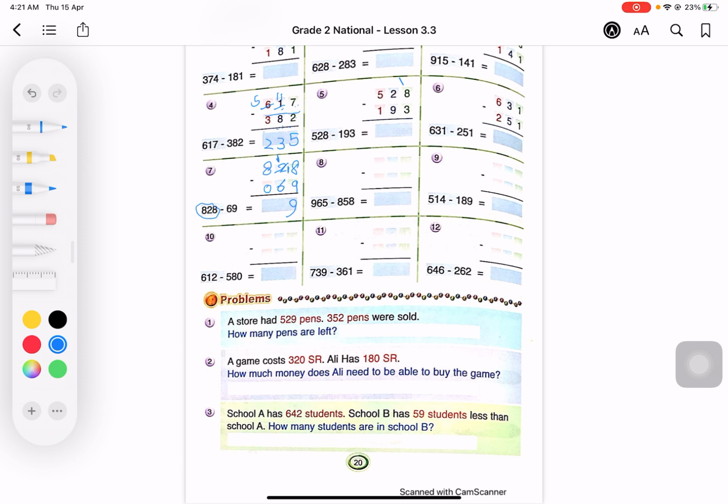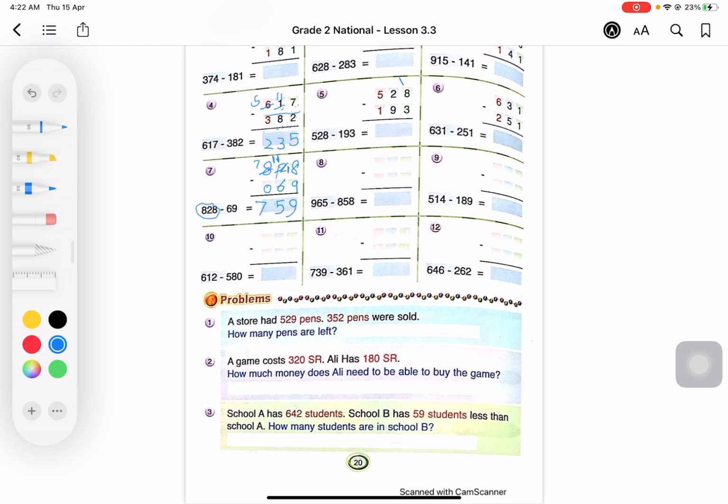Now, can the 1 give you 6? No. Regroup. The 8 will become 7, and this will be 11. 11 minus 6, the answer is 5. Then this 7 will go down. So the answer is 759. The difference, when you are subtracting, the number you get, we call it difference.